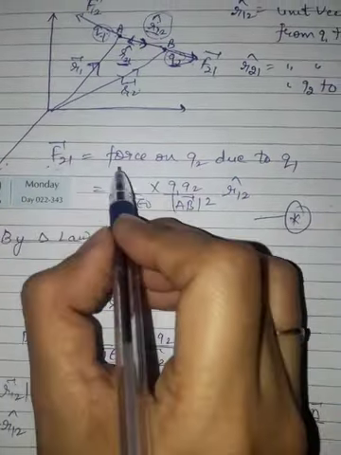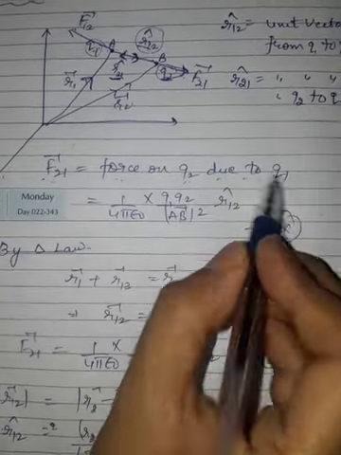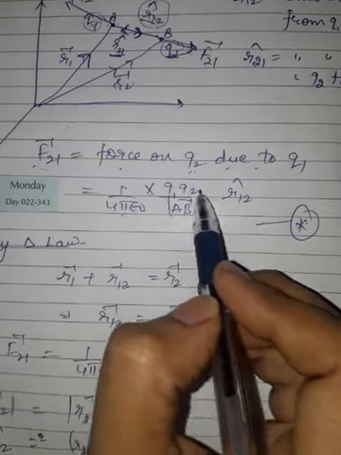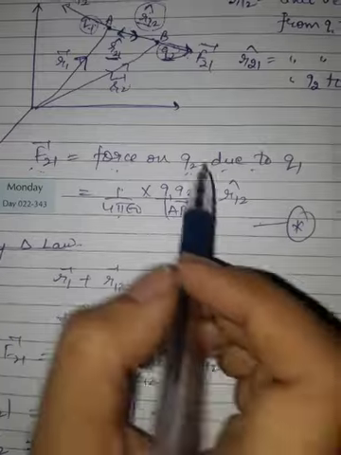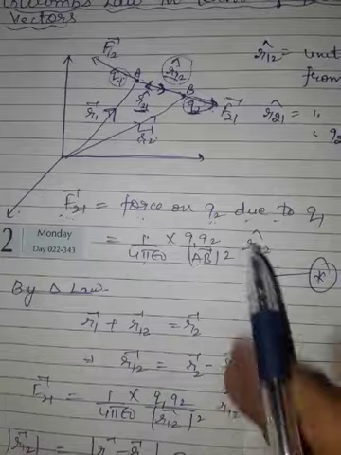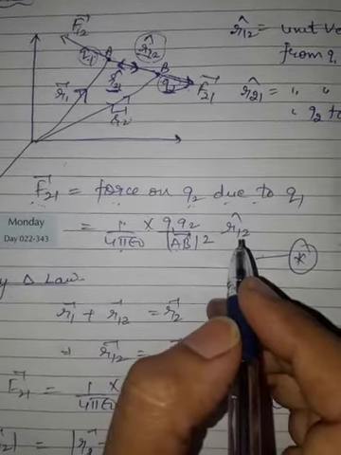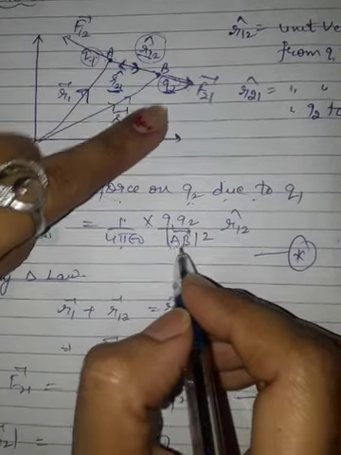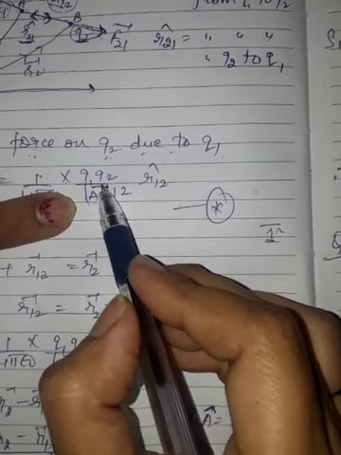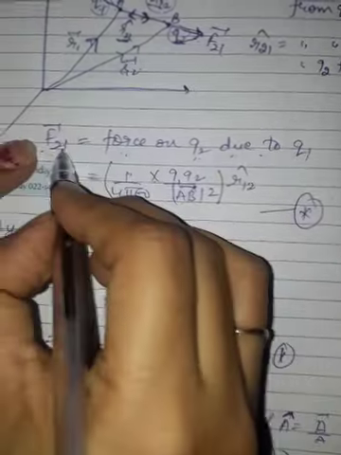What is F21? F21 is the force on charge Q2 due to Q1. We know the formula as per Coulomb's law: 1 by 4 pi epsilon naught Q1 Q2 upon distance square. What is the distance now? Q1 and Q2 are at positions A and B. So what is the distance AB? You are going to take the AB vector and its magnitude square, because AB is a vector, so the magnitude comes upon r square. So what you will put? AB vector's magnitude square.